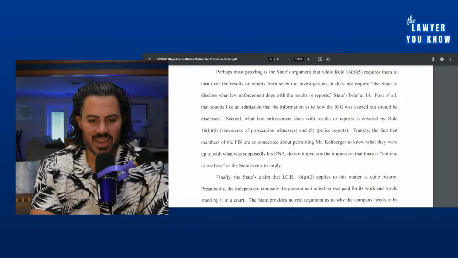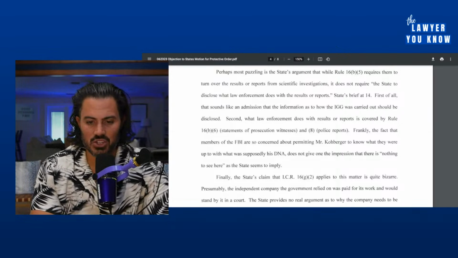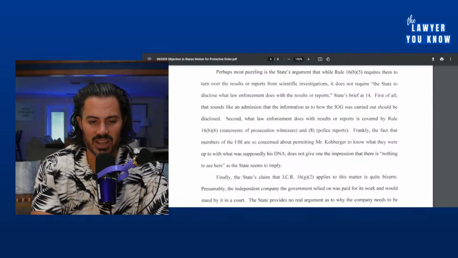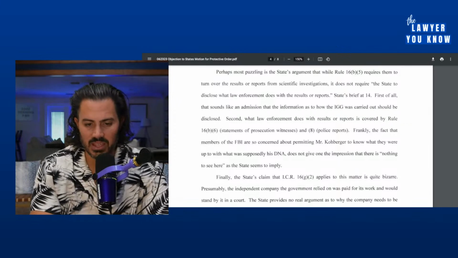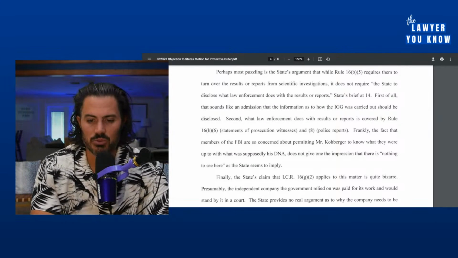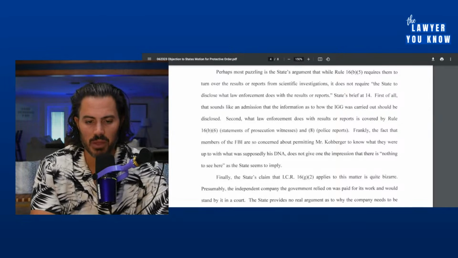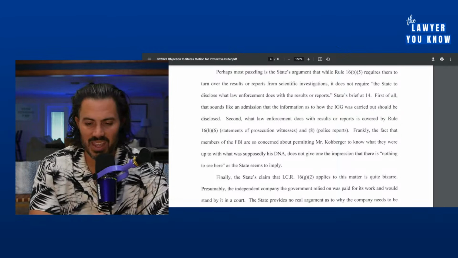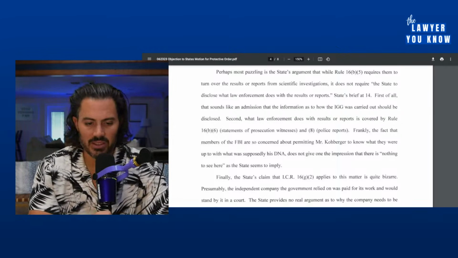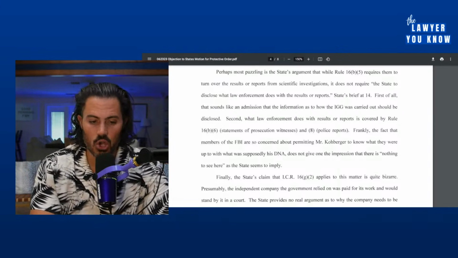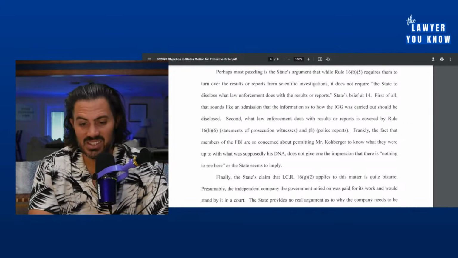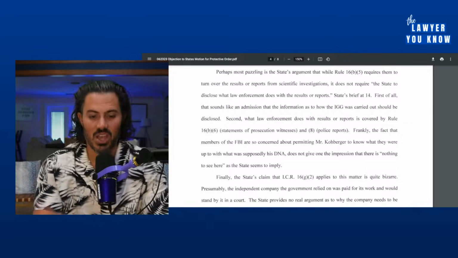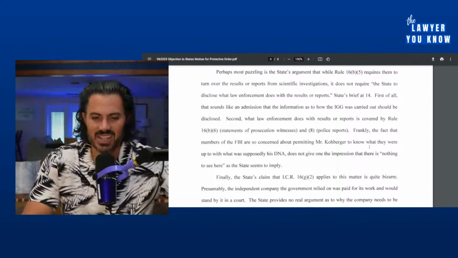First of all, that sounds like an admission that the information as to how the IgG was carried out should be disclosed. Second, what law enforcement does with the results or reports is covered by Rule 16b6, statements of the prosecution witnesses and police reports. Frankly, the fact that members of the FBI are so concerned about permitting Mr. Kohberger to know what they were up to with what was supposedly his DNA does not give one the impression that there is nothing to see here, as the state seems to imply.